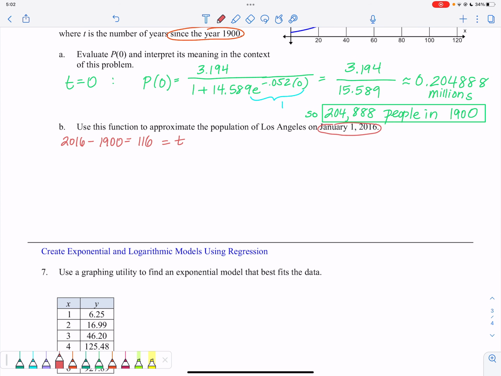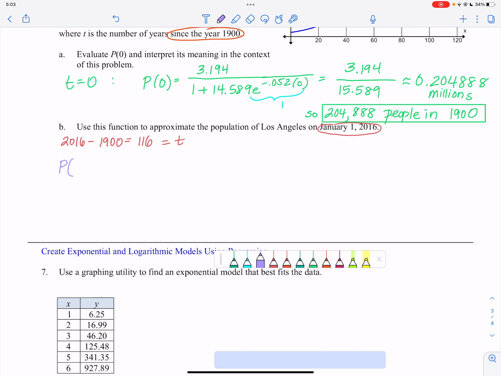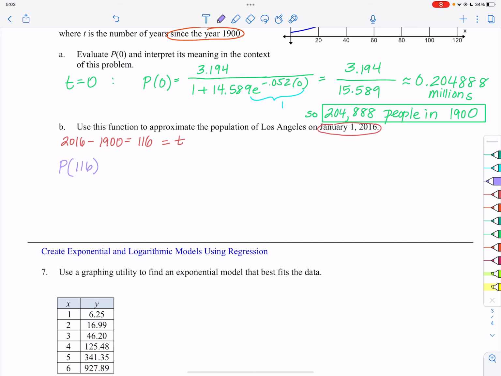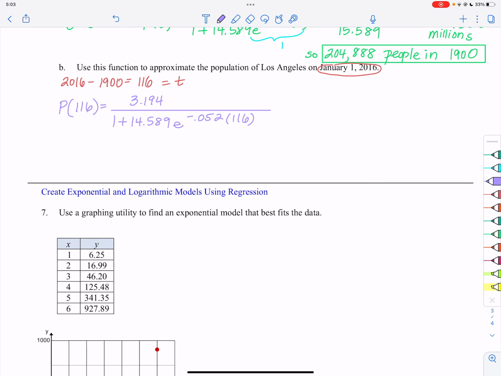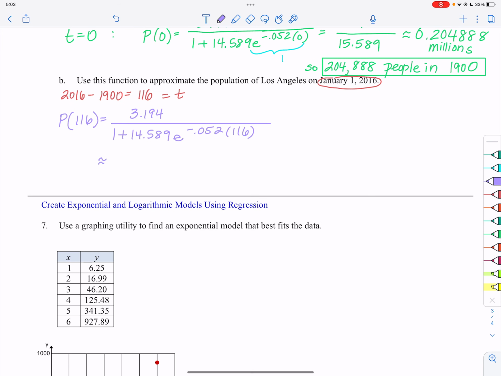Okay, so we will now find P of 116, which is 3.194 divided by 1 plus 14.589 times e raised to the negative 0.052 times 116, and that will come out to approximately 3.09 million people.